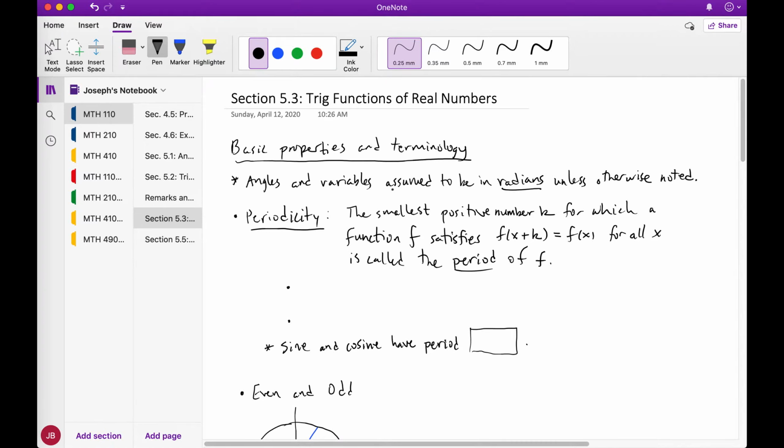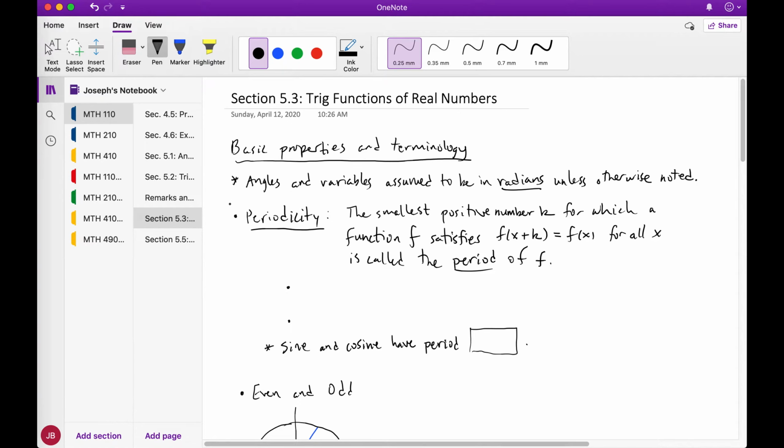Hello again. In this video, we're going to cover section 5.3, which is called Trigonometric Functions of Real Numbers, but it's essentially a collection of basic properties and terminology that we're going to need moving forward. So, unless otherwise stated, all variables and angles are assumed to be in radians. That's just an observation that we need to carry with us throughout this section.